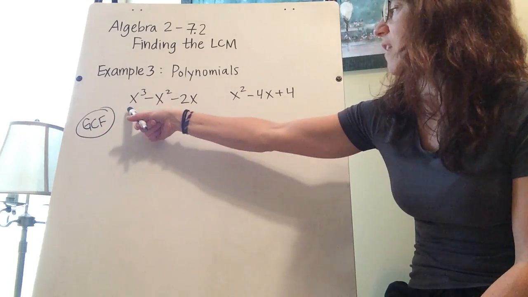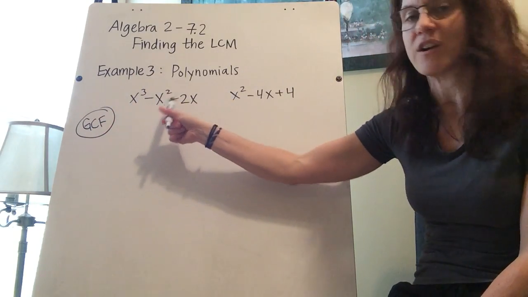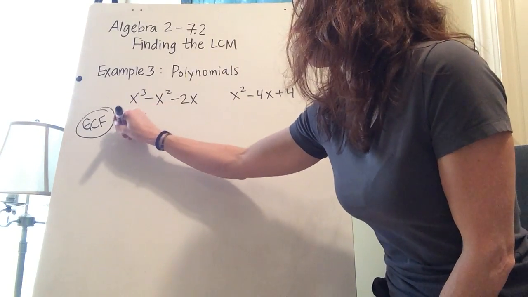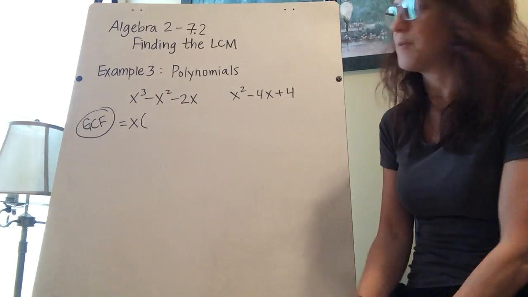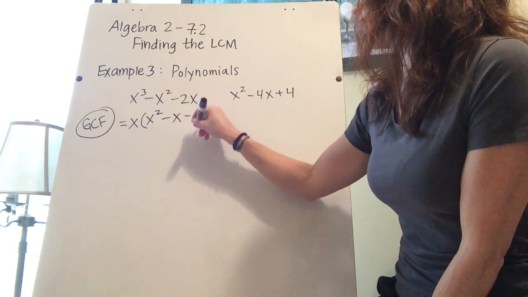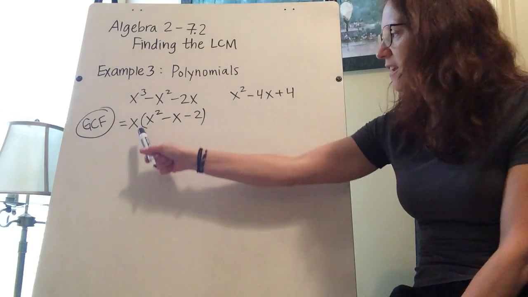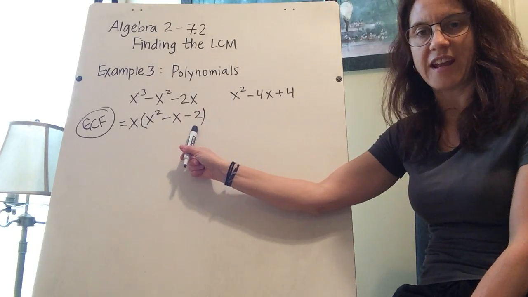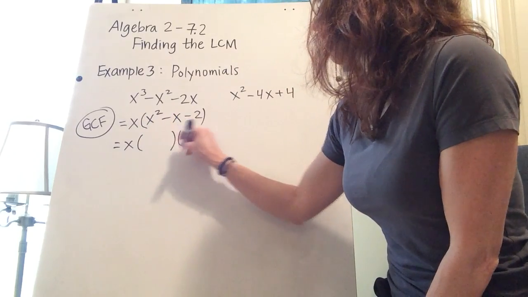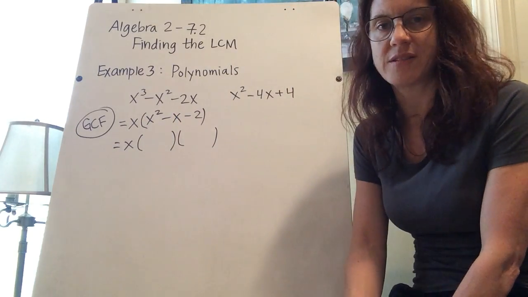So the greatest common factor here, notice that every term has a variable. Every term has an x. So my first step is going to be to factor out x. That leaves x squared minus x minus 2. Then in the parentheses we have a quadratic. You know that a quadratic gets factored as the product of two binomials.